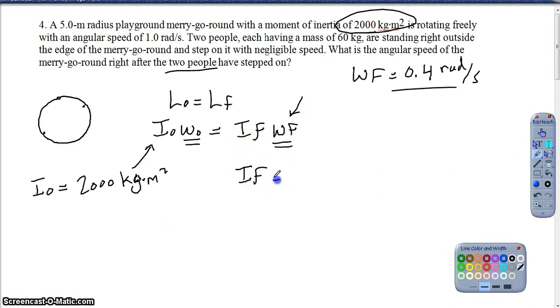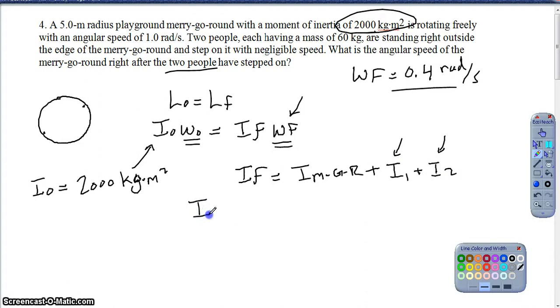The final moment of inertia is going to come from three different objects. We have the moment of inertia of the merry-go-round itself, which we already know is 2,000 kilograms meter squared, and that number does not change. But then we'll also have the moment of inertia of each of the two people. I'll call it moment of inertia 1 for the first person and moment of inertia 2 for the second person. Each has a 60 kilogram mass and they both step on the outer rim of the merry-go-round. So these two numbers are going to end up being the same, but we want to make sure we account for both people being on there.